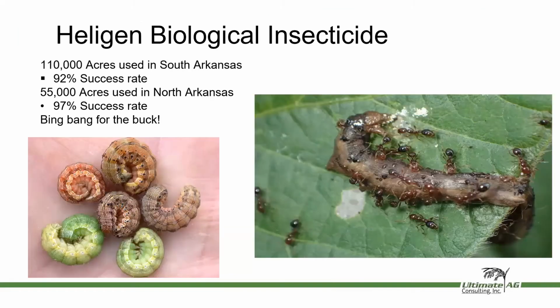So moving on, I want to talk just a second about Halogen. It was used on a lot of acres in South Arkansas and on a lot of acres in North Arkansas. There was great success with it for the money it cost. We were putting some of it out at the R3 timing when we were making those fungicide applications. So basically, we were piggybacking it and didn't have any additional application cost with it. We got great control of the bollworms, so that's a definite product that's a huge bang for your buck.